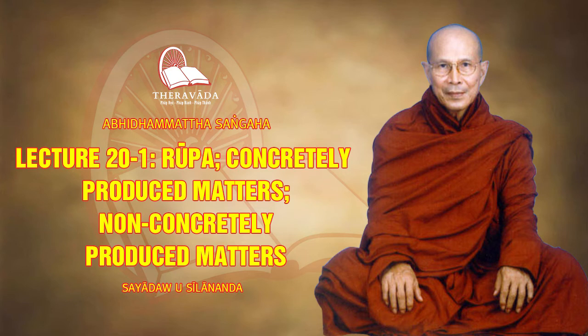And also they are called concretely produced matter, because they are directly produced by conditions such as karma, etc. Now you will study the causes of rupa later. And there are four causes of rupa: karma, consciousness, utu or temperature, and ahara or nutriment. So they are produced by these four, or one or two or three or four of these causes, and so they are called concretely produced matter. And also they are called rupa rupa, that means the real matter.